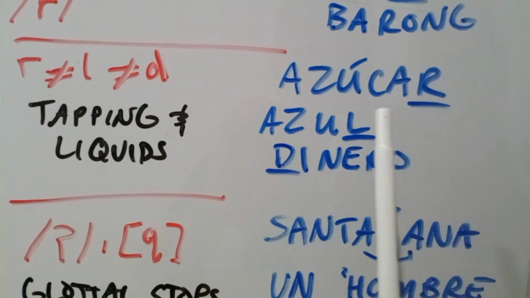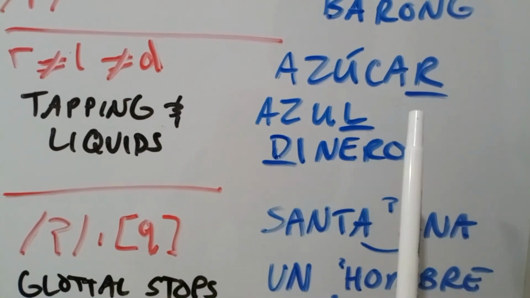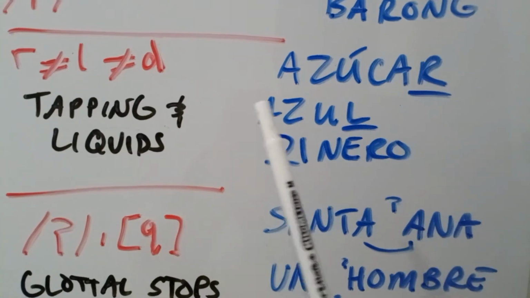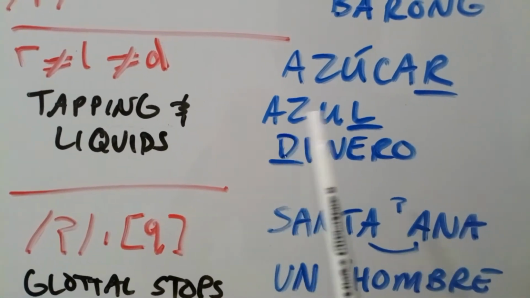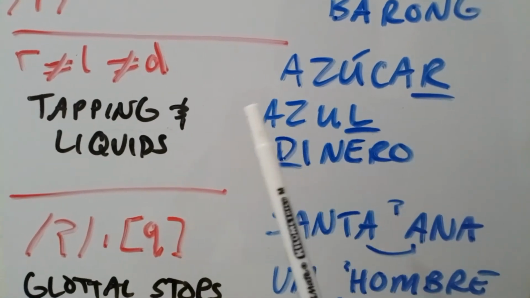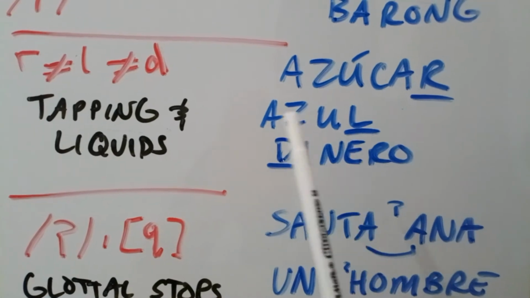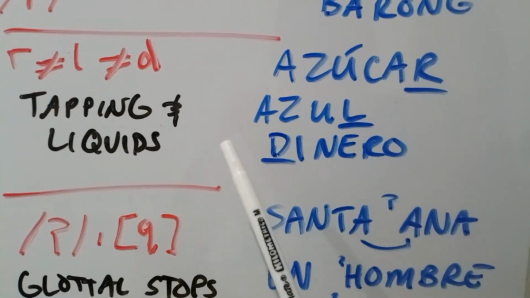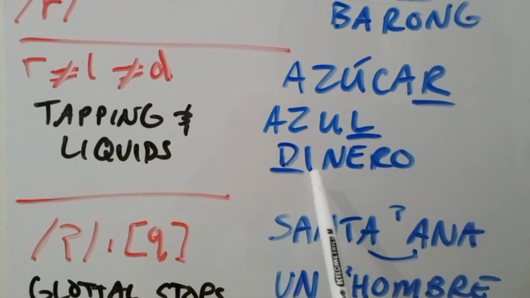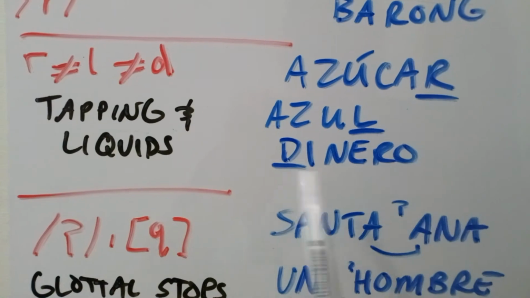So for example, this first word here, azúcar, right? It's that tap. Azúcar. The next one is azul, with an L, not a D. Azul, right? It's a liquid. And the last one is dinero, right? Dinero. It's just the tap.